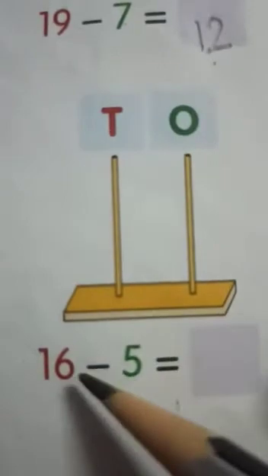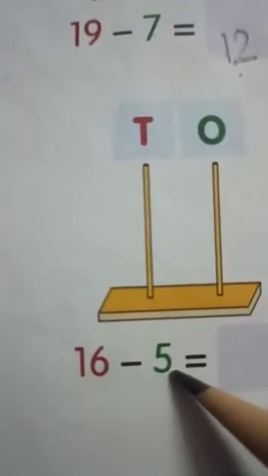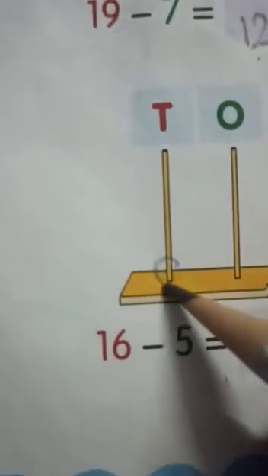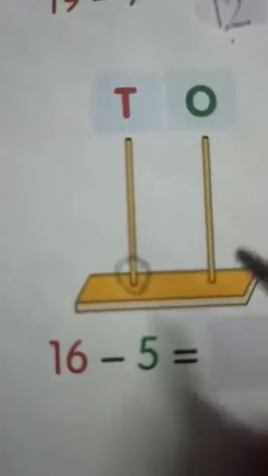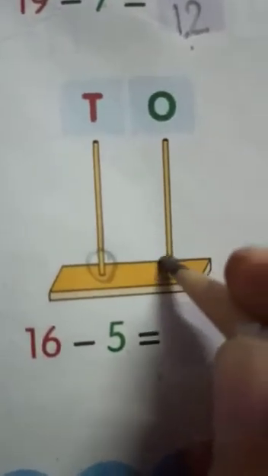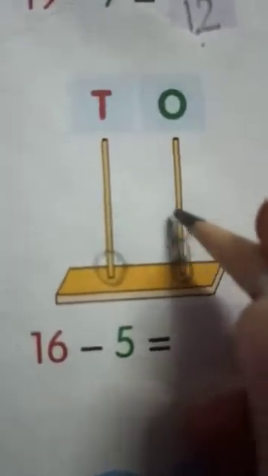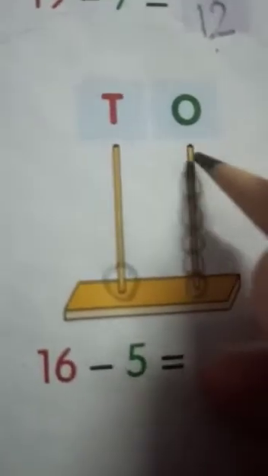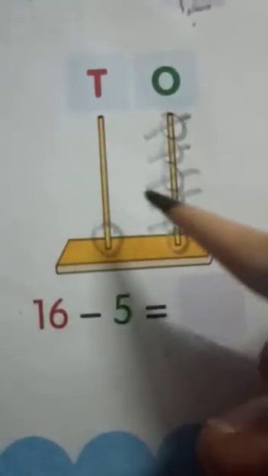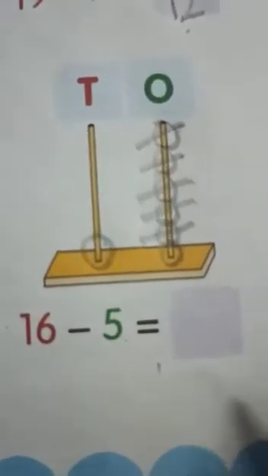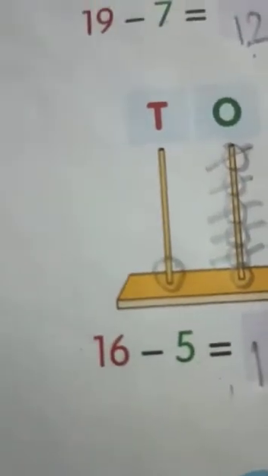Similarly, here we have 16 minus 5. Now see, 1 on tens place and 6 on ones place. 1, 2, 3, 4, 5, 6. How many you have to subtract? 5. 1, 2, 3, 4, 5. So how many we have left now? 1 on tens place and also 1 on ones place. Okay.